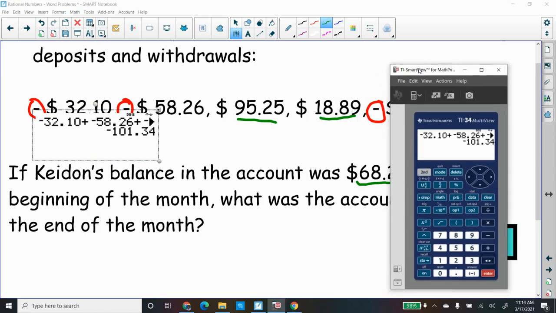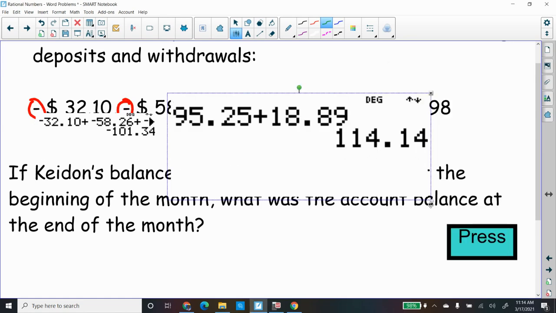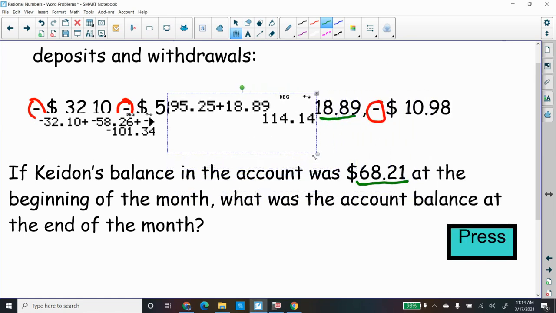Let's get the calculator back and find out how much she got in her paycheck, which would be her deposit. So let's type her deposits now. Let's clear this. So that's $95.25 plus $18.89. So she deposited $114.14. That's her deposits.